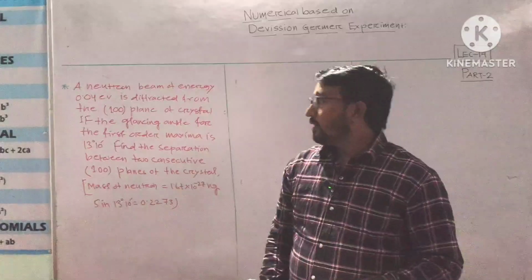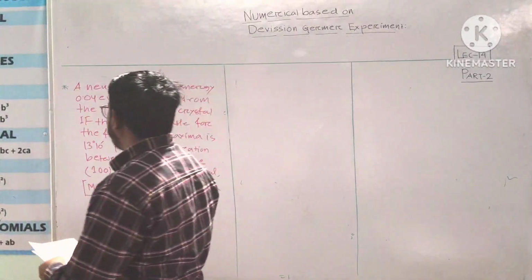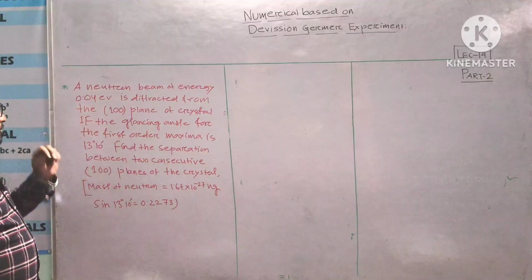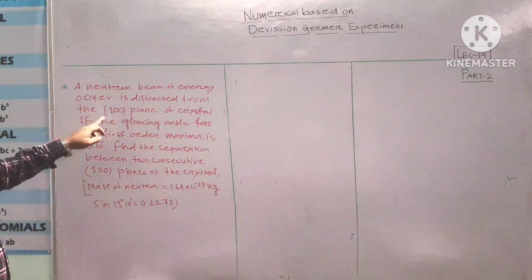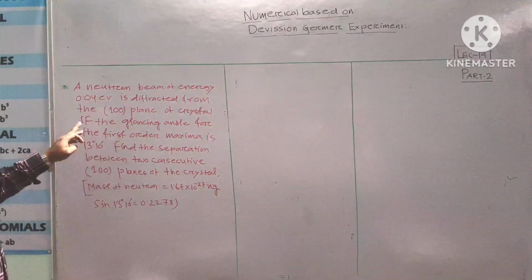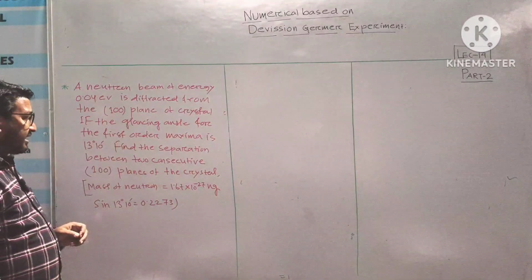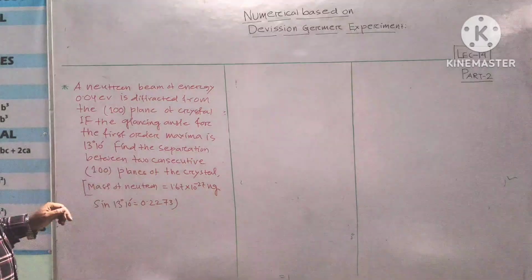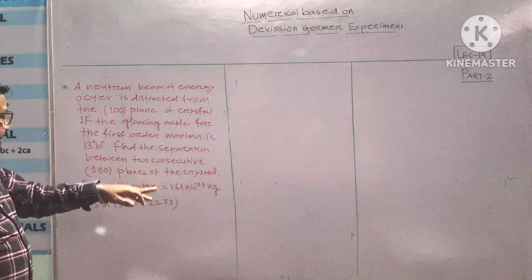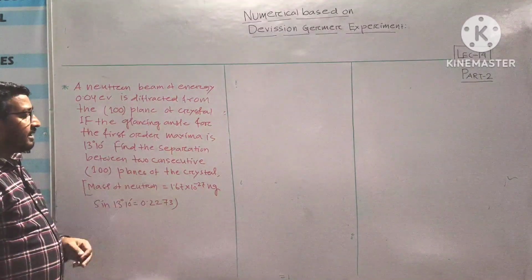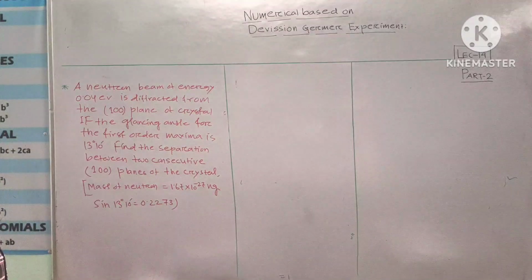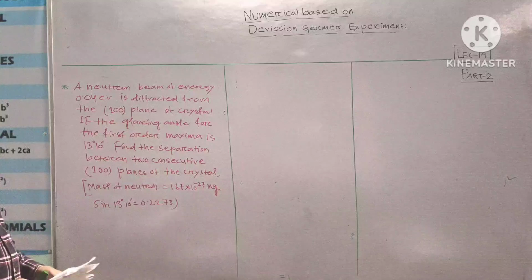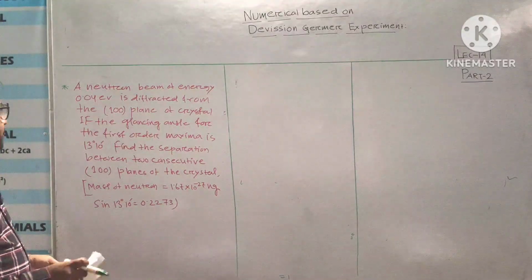Thank you. Our last numerical problem is the statement of this problem. A neutron beam of energy 0.04 electron volt is diffracted from the 100 plane of a crystal. If the glancing angle for the first order maxima is 13 degree 10 minute, find the separation between two consecutive 100 planes of the crystal. Mass of the neutron 1.67 into 10 to the minus 27 kg, and also given sine 13 degree 10 minute is equal to 0.2273. Now we are going to solve this question.